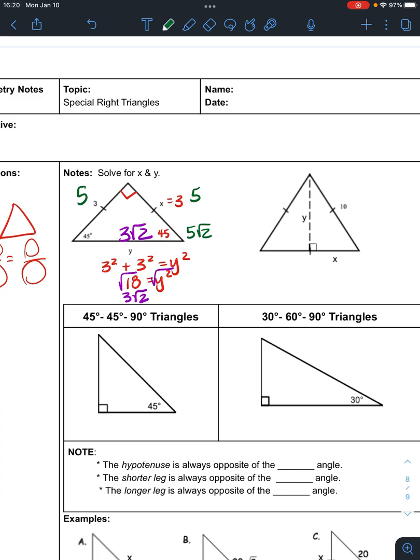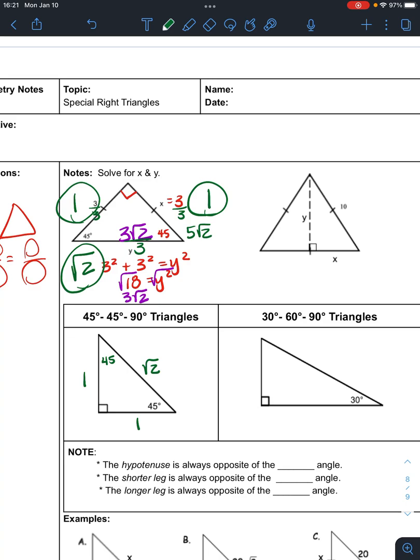Now, if I were to reduce these by what they have in common, I divided by 3 because they all have a 3 in common, and what I end up with is 1, 1, and root 2. Those are what we call our magic numbers for 45, 45, 90 triangles. So our two sides across from our 45-degree angles get 1s. So there's a 1 and a 1. And then our root 2 goes on the hypotenuse, okay?